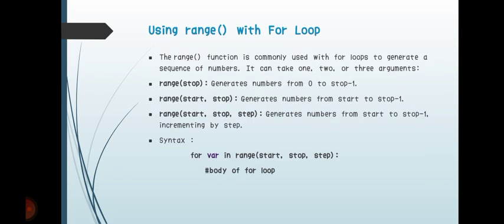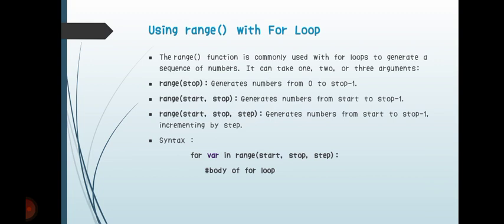Next, using the range function in a for loop. The range function is commonly used with loops to generate a sequence of numbers. It can take 1, 2 or 3 arguments. With one argument, which is the stop, we provide the number where the range will stop, and it always stops at stop minus 1.